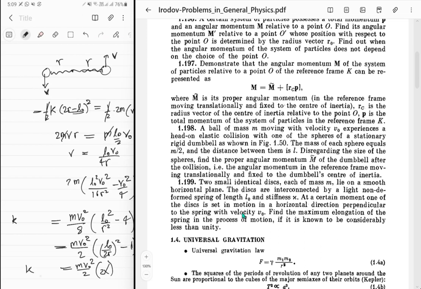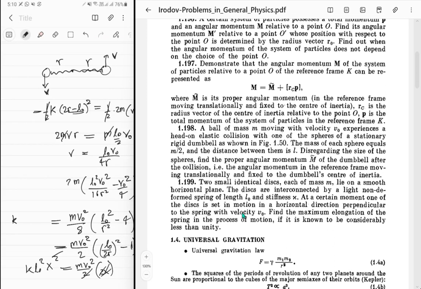Yeah, k times L naught squared, and then you've got x squared, right? This should do it, in fact. Cool. So it cancels, and then you've got, yeah, that's it. We got the thing. X cancels. So our x will just be mv naught squared upon k L naught squared.